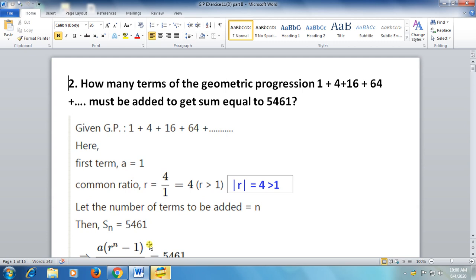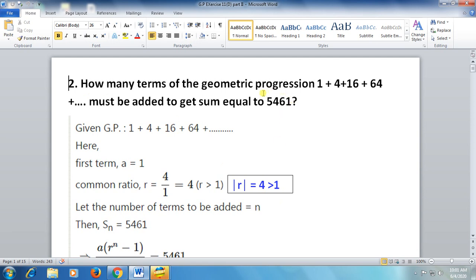In the previous class, we have discussed about sum of n terms of a GP. Let us continue with the same. Last exercise, question number 2. How many terms of the geometric progression 1, 4, 16, 64 must be added to get the sum equal to 5461? Consider the GP terms, identify a is equal to 1 and the common ratio is T2 by T1, that is 4. As it is a positive value, the absolute value is 4, which is greater than 1. In this problem, we need to find out how many terms, that means n is the unknown value.